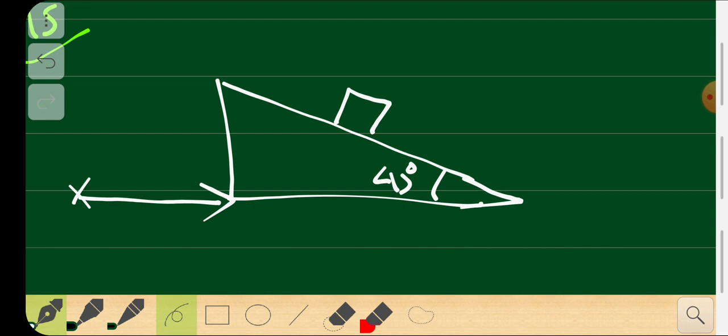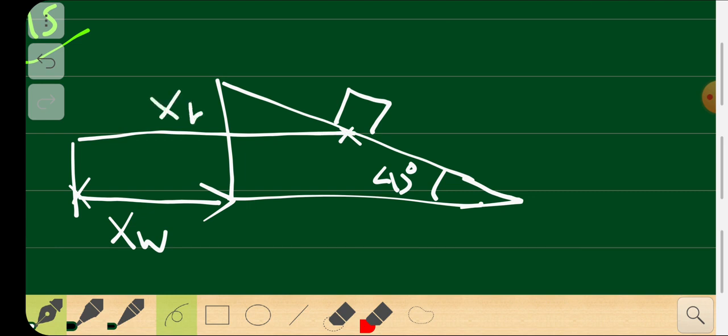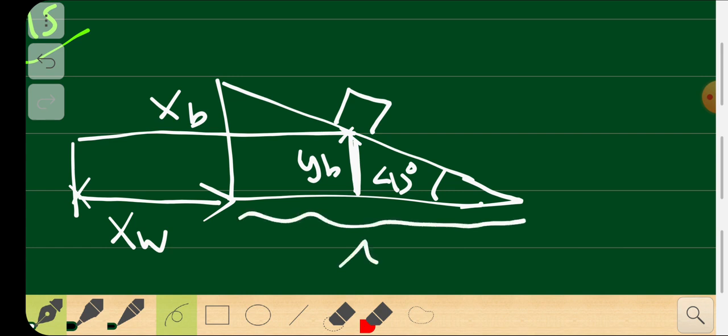The distance traveled by the wedge from the initial point is some xw, and the distance traveled by the box is some xb. The height of the box is some yb, and the base length of the wedge is l. This is all I can assume.